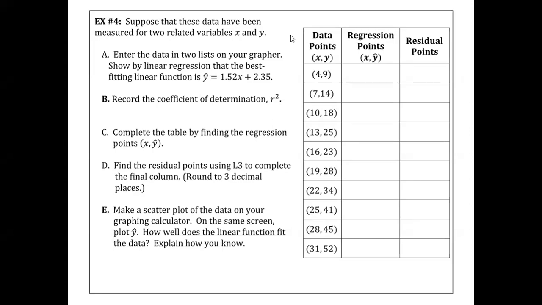All right, so we're still on 2B.1, part A. We're gonna do example number 4.